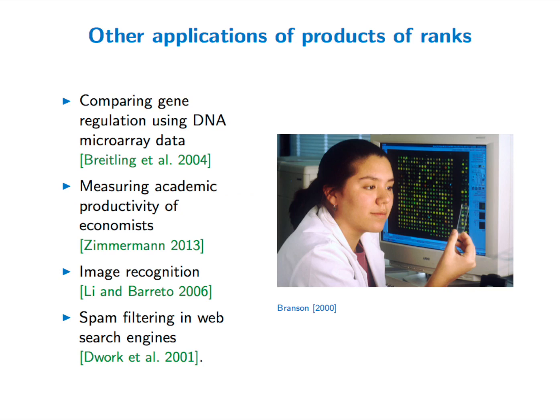There are many other applications of rank aggregation in which people have used the product of ranks. These applications include analyzing gene microarray data to determine how strongly genes are regulated. They include comparing the research productivity of economists along multiple scales, such as publication and citation counts, and they also include image recognition and spam filtering.